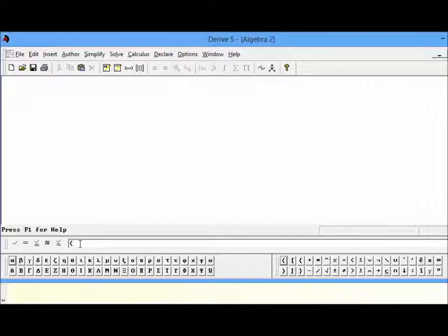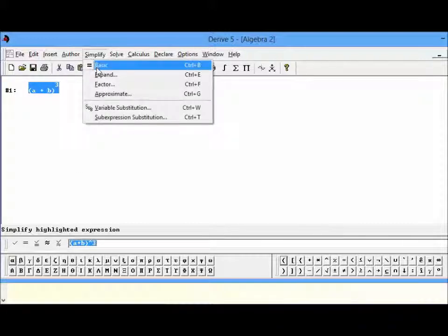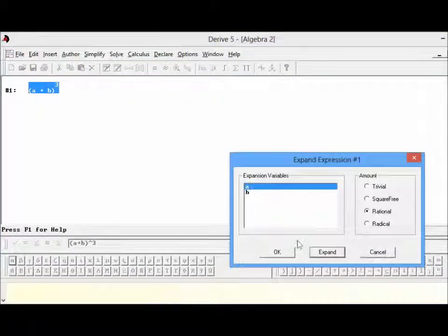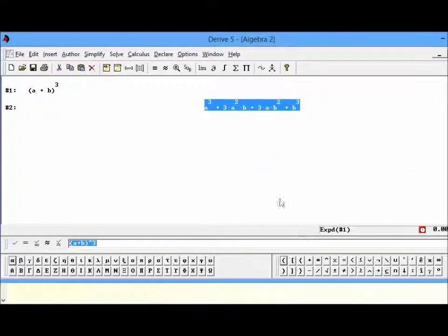So just to check a previous answer there, I'm typing in this input bar here at the bottom, a plus b to the power of 3, so I'm using the hat symbol there. Type puts that up for me there in a nice format. If I go simplify and then expand and just click on expand there, it does it for me. So that's what we found before, a cubed plus 3a squared b plus 3ab squared plus b cubed.